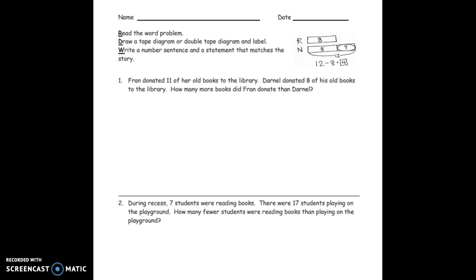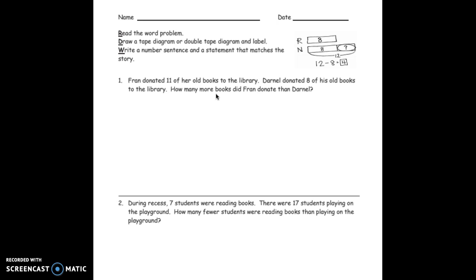Number 1. Fran donated 11 of her old books to the library. Darnell donated 8 of his old books to the library. How many more books did Fran donate than Darnell?